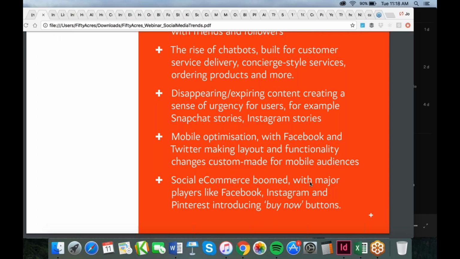Social e-commerce boomed in 2016, with major players like Facebook, Instagram, and Pinterest introducing buy now buttons. And some other buttons as well, but that one was a really interesting development.